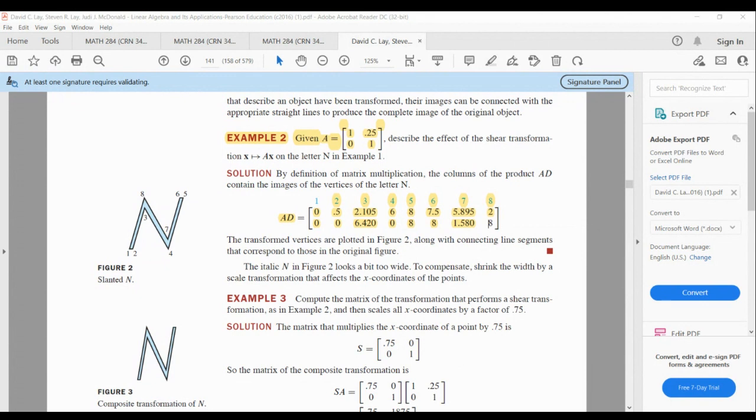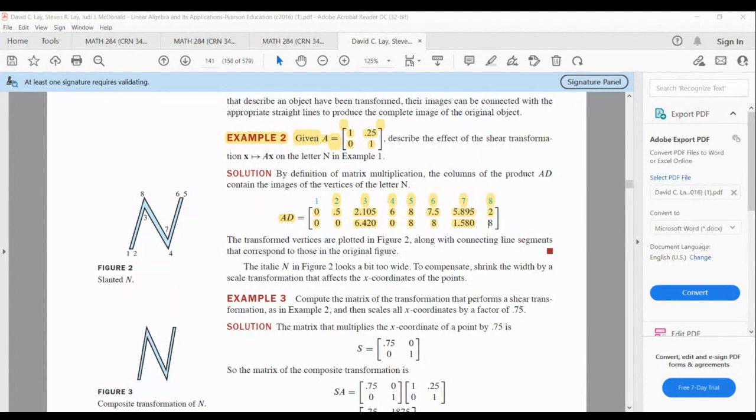Well, let me ask, do the vertices on the bottom, that's right, Mikhail, vertices 1, 2, and 4. And if you notice, those vertices are the same. And of course, it's because the second coordinate, the y coordinate for those vertices is 0. But all the other coordinates now are transformed into new coordinates. And in figure 2 on the left, the slanted N has the vertices that are part of the matrix product A times D. That's the effect of the transformation.